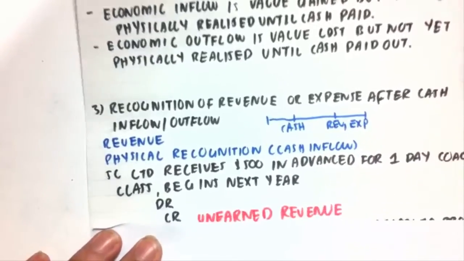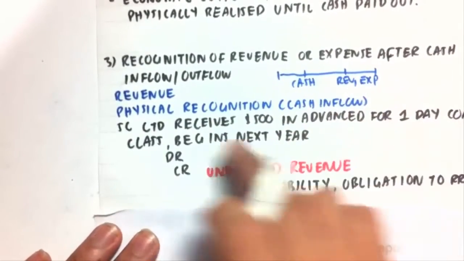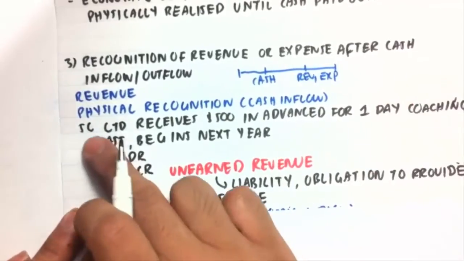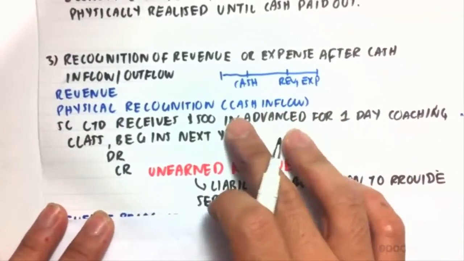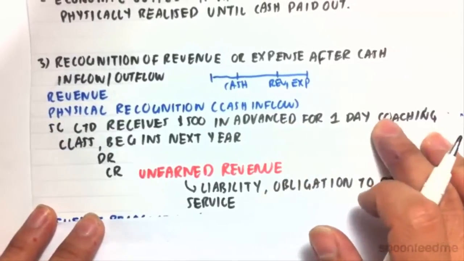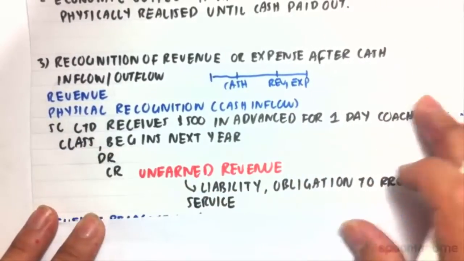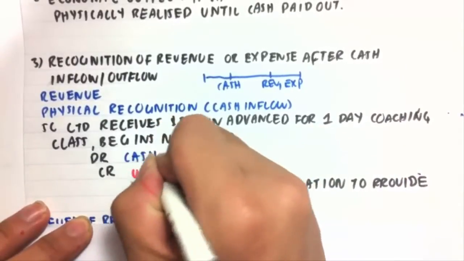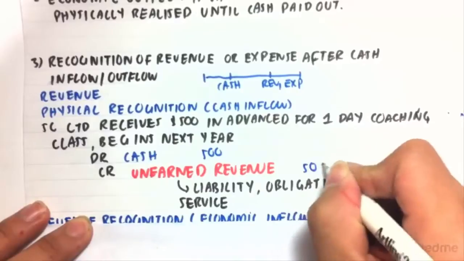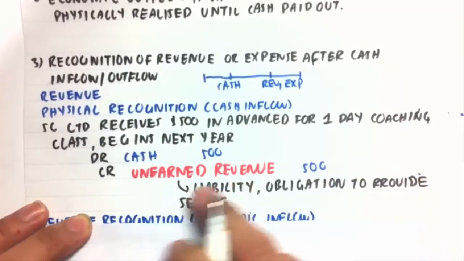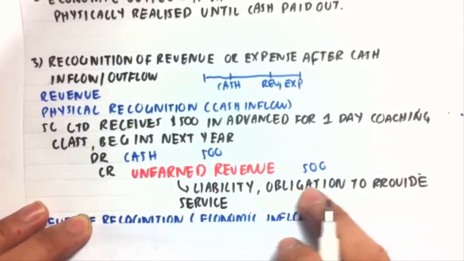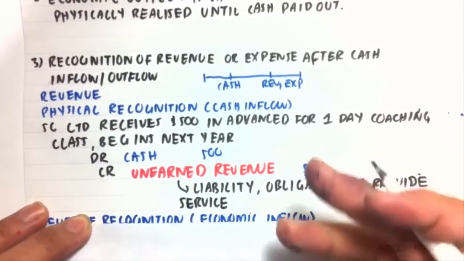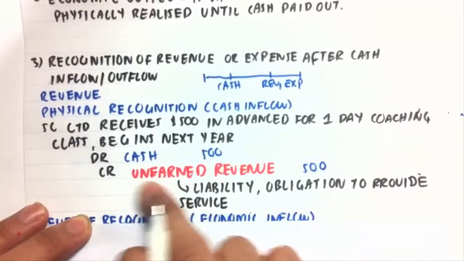So if we go here, for revenues, physical recognition occurs first, so the cash inflow comes in first. The example I've given today is SC Ltd receives $500 in advance for a one-day coaching clinic and coaching class, and that begins next year. So we debit cash of $500, and we have a new account called unearned revenue, and that is a liability account, and it shows it's an obligation to provide those services in the future. So we do owe that to them, and we have not recognized that revenue yet, and that's why it's unearned.